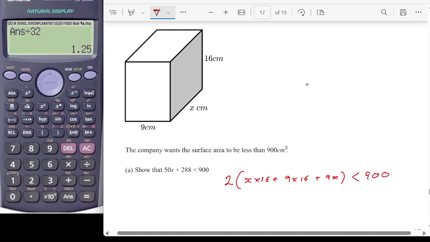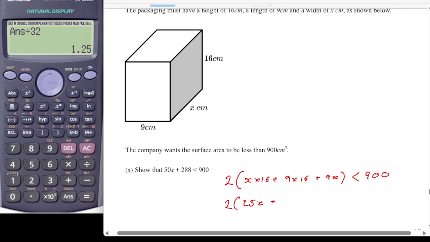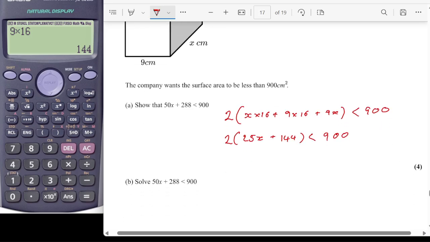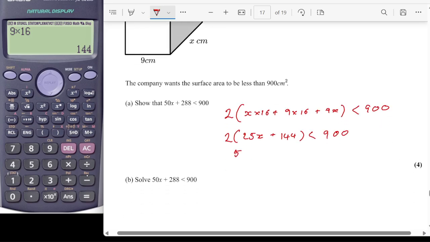So I'm not going to times by 2 just yet. I'm going to simplify first of all. So we've got 16x plus 9x, so that's going to be two lots of 16 plus 9, which is 25x. And then 9 times 16 is 144. Let's just double check that though. There we go, 144, which has got to be less than 900. So multiplying out that bracket, I'm going to get 50x plus 288 has to be less than 900.